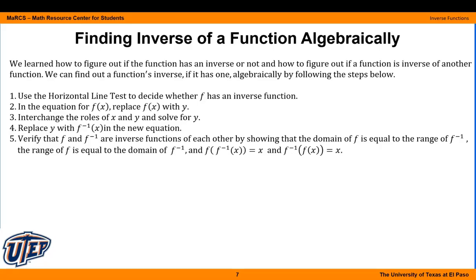We can find a function's inverse algebraically by following these steps. First, use the horizontal line test to determine whether the function has an inverse. Second, replace f of x with y. Third, interchange x and y and solve for y. Fourth, replace y with f inverse of x. And finally, verify that the functions are inverses by checking that f of f inverse of x equals x and that f inverse of f of x equals x.